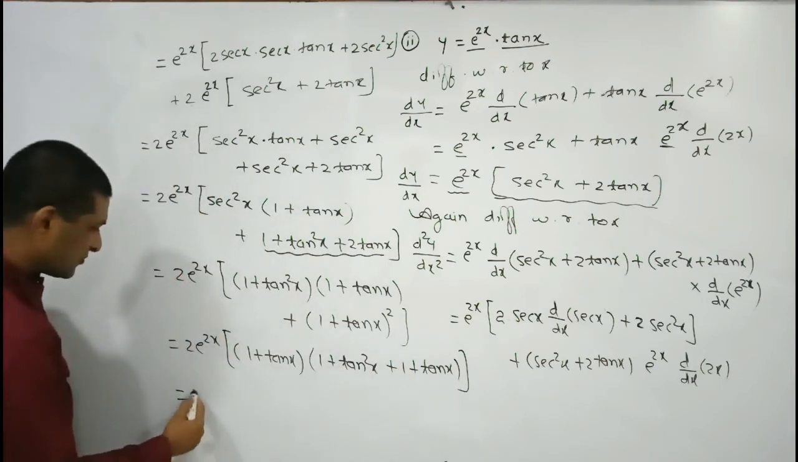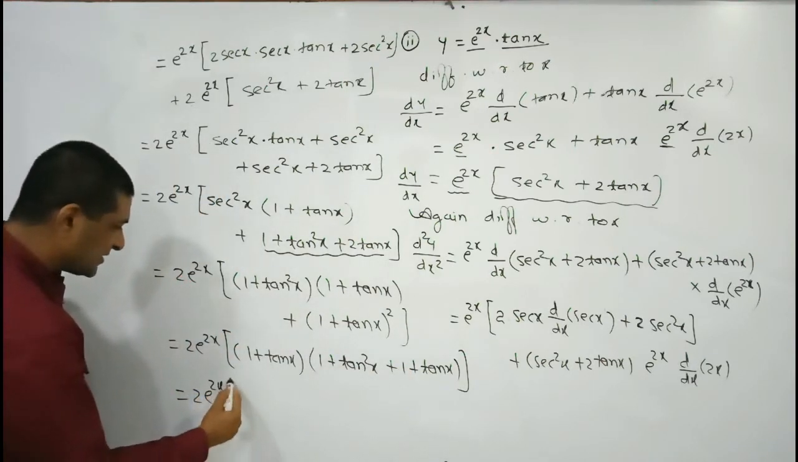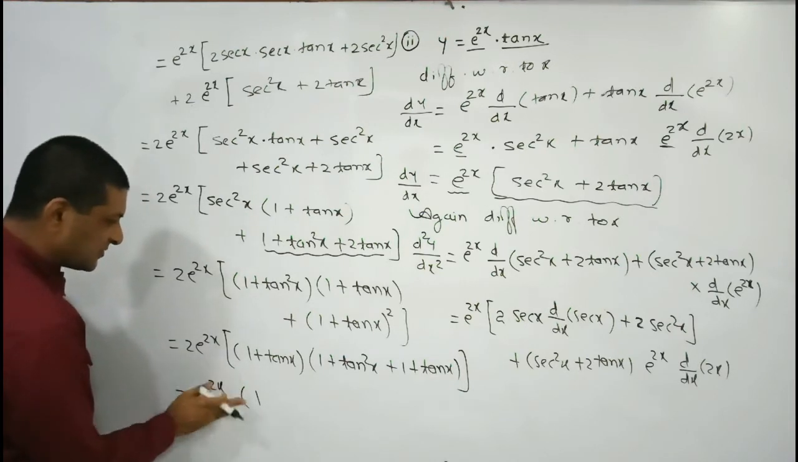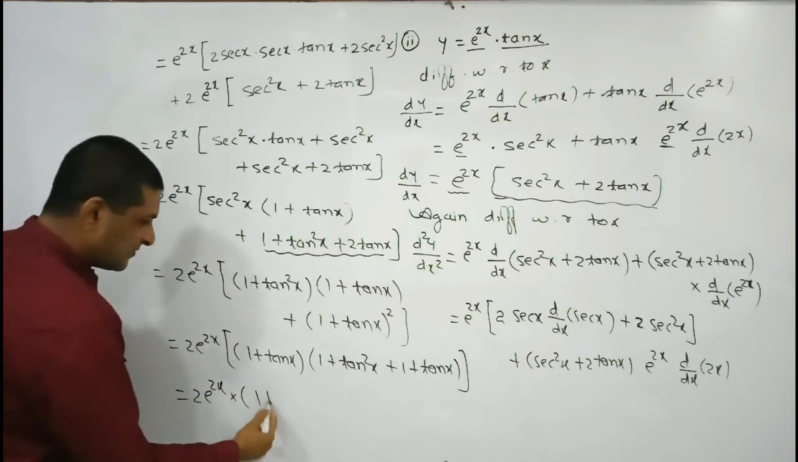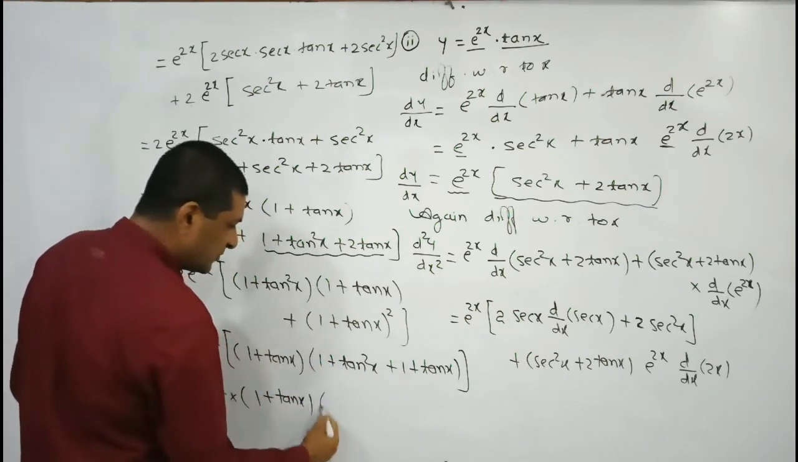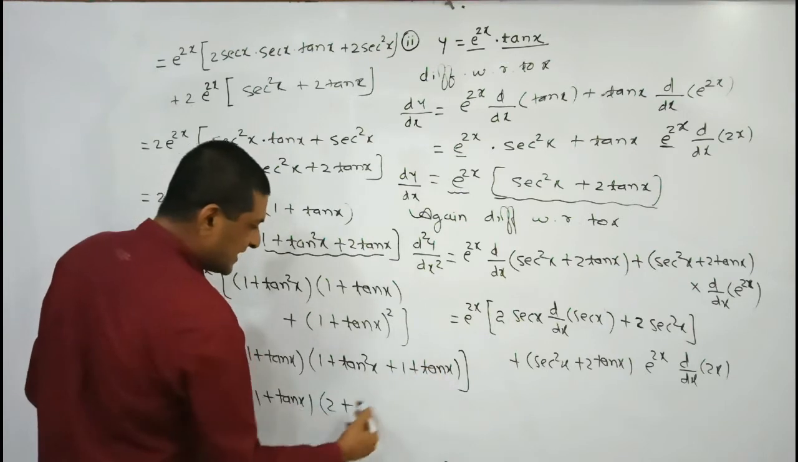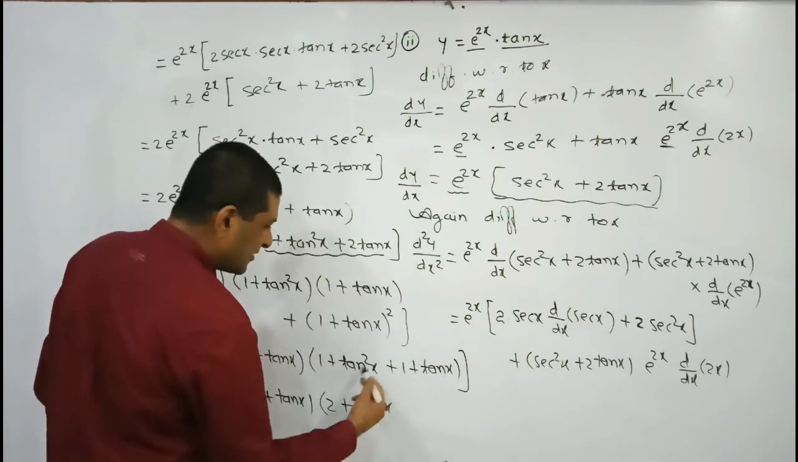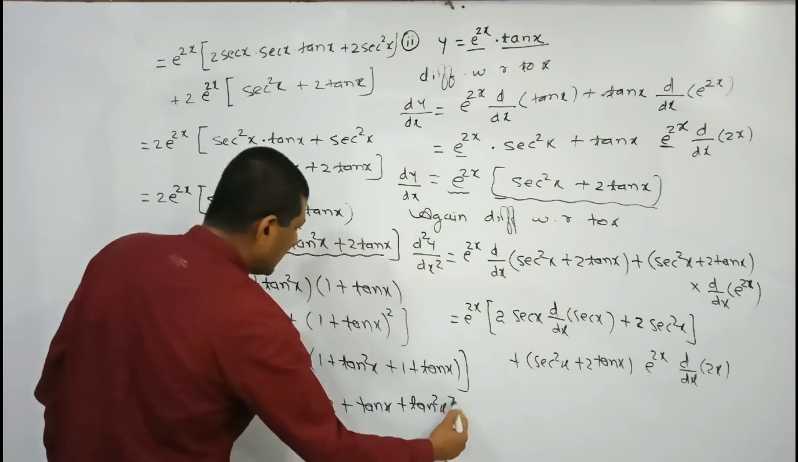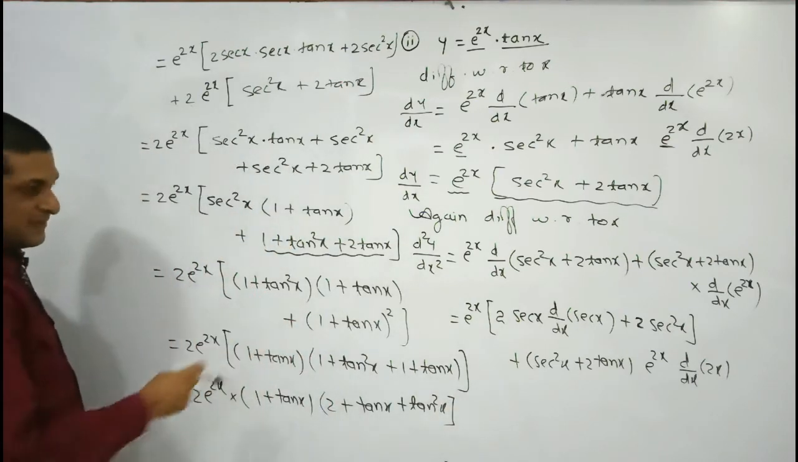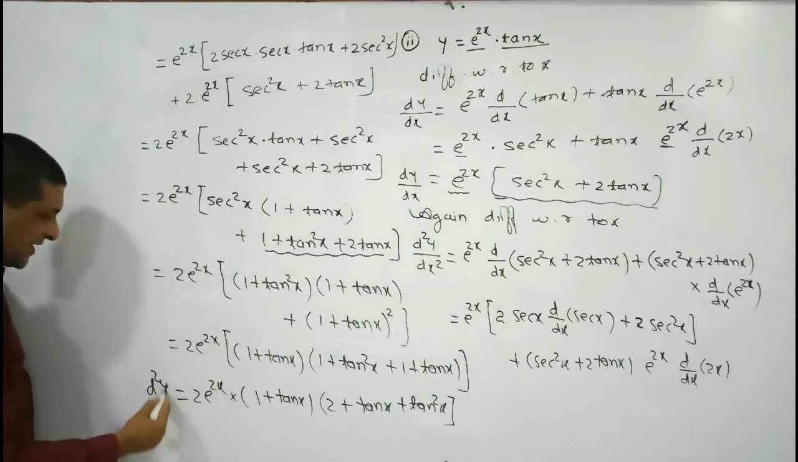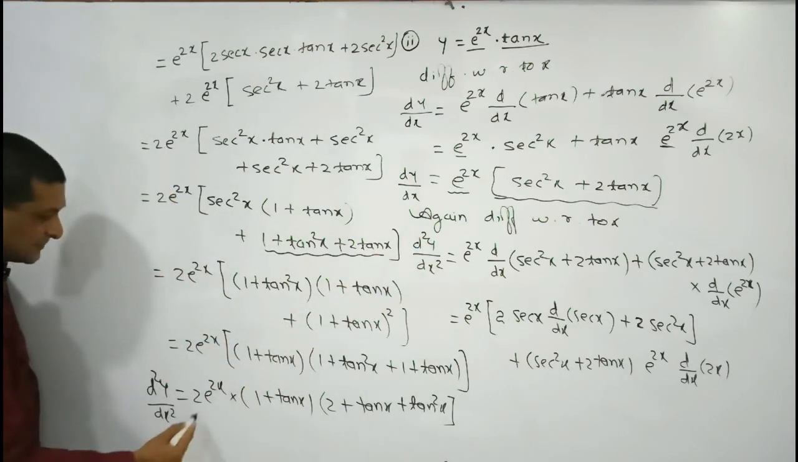2, means twice e raised to power 2x into 1 plus, now it's not necessary to write down the square bracket because into is already there, 1 plus tan x into 1 plus 1, which equals 2 plus, then write down tan x, then write down what? Tan square x. In this way we have got our second order derivative. This is nothing but the value of what? d2y upon dx square.